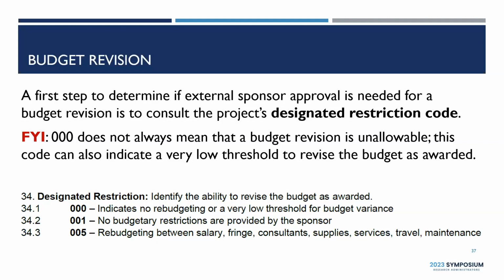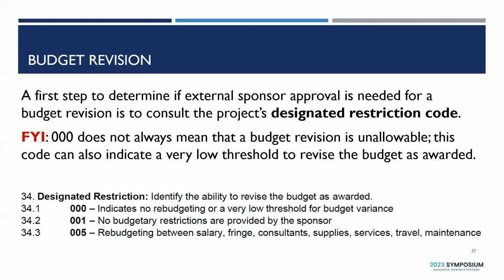Another good step to figure out if sponsor approval is needed for your budget revision is to look at your designated restriction code. It's also just called your rebudgeting code. You've probably seen this if you're in the department looking at awards. There are 3 designated restriction codes, and that's how you can revise the budget. There's 000, which is no rebudgeting or a very low threshold for rebudgeting.